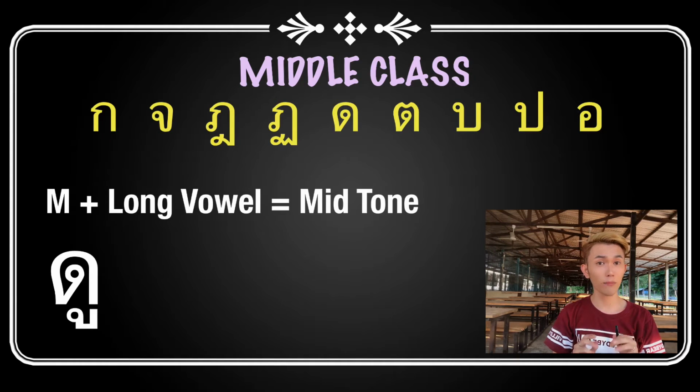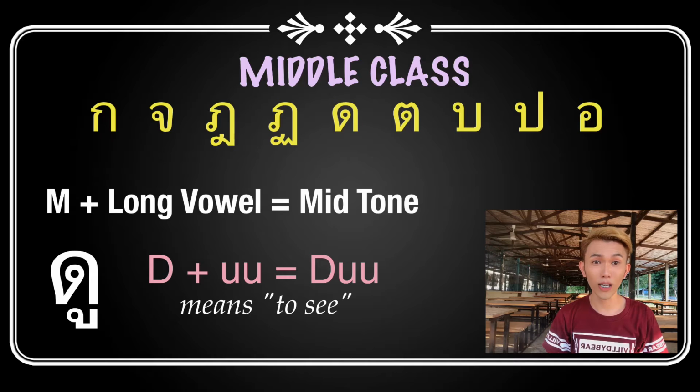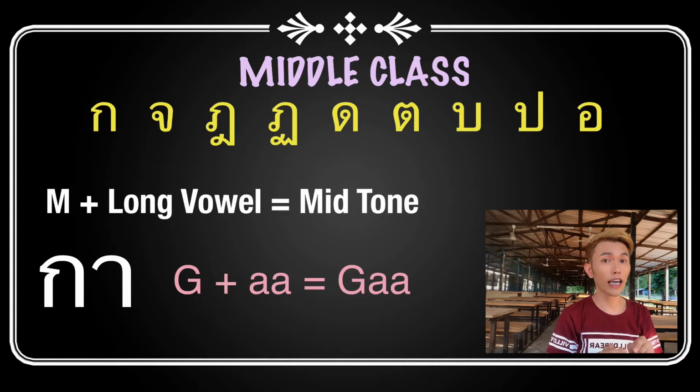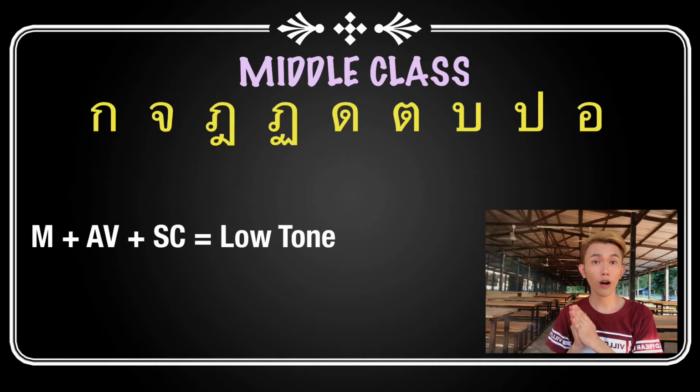Another one: dodek and sarau. Dodek is equivalent to the letter D, plus long u. How do you read it? The letter D plus u equals du, mid tone. Du means to see. The next example is gokai plus long a: letter G plus long a equals ga.